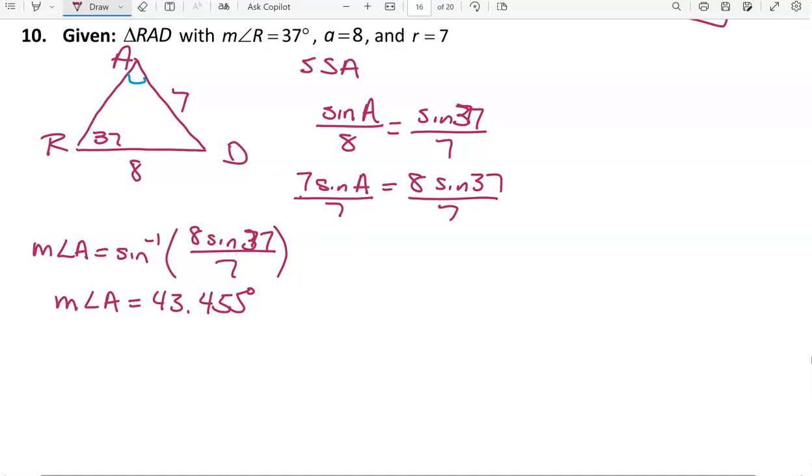What we need to remember is that when we're solving a proportion for an angle, and we find the one value that the calculator gave us, there's a second solution that is the supplement of the first. So the second solution would be: measure of angle A is equal to 180 degrees minus the 43.455. I'm going to hang on to that calculation. That's where we're going to start our second solution.